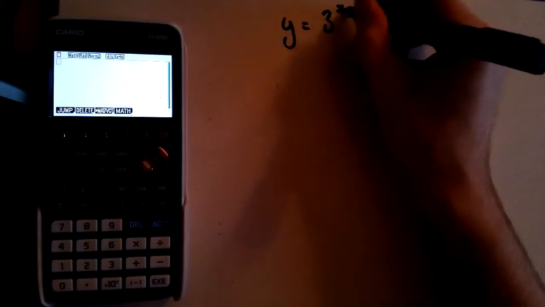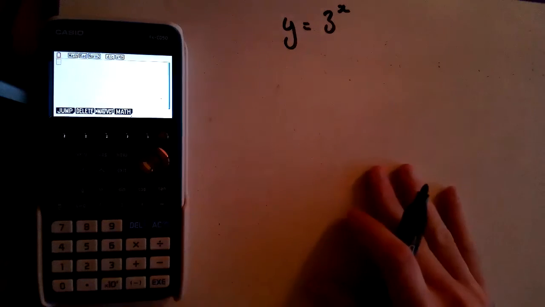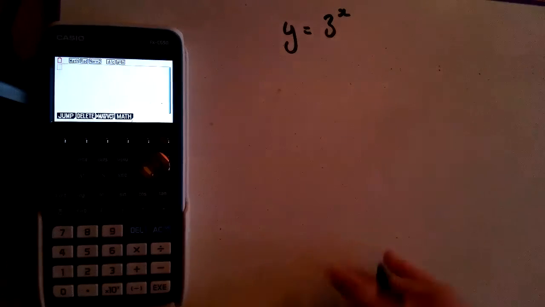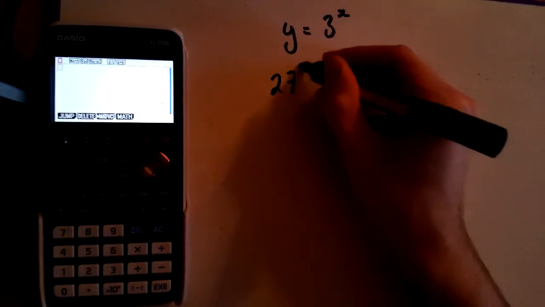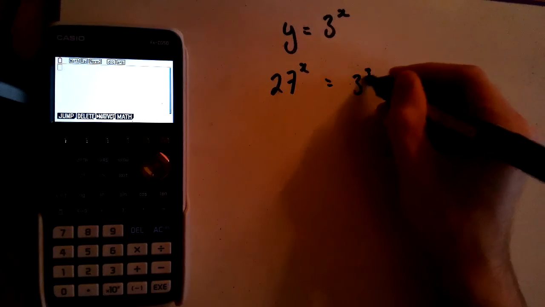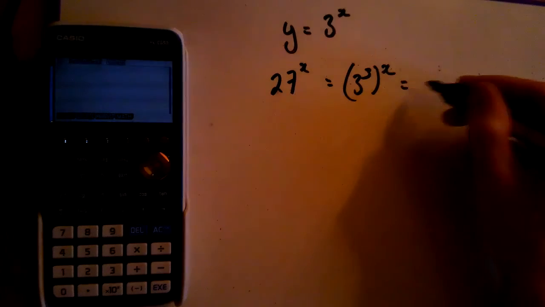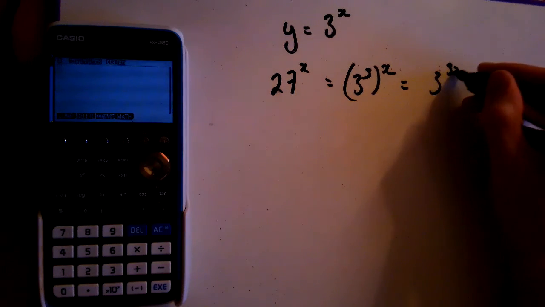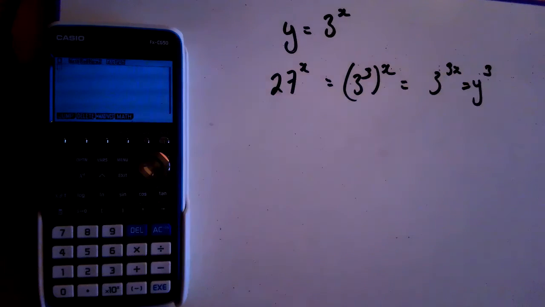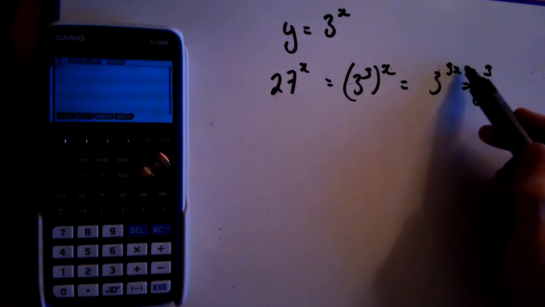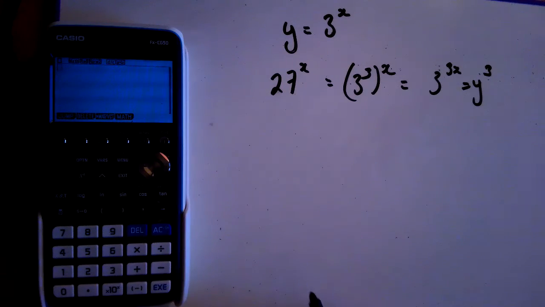Okay, lesson 2. So I hope you've had a go at the starters. First one, y is 3 to the power x, and we want to do 27 to the power of x. Well, 27 is 3 cubed, so that's just 3 to the power of 3x, so that's y cubed, because 3 to the x is y.